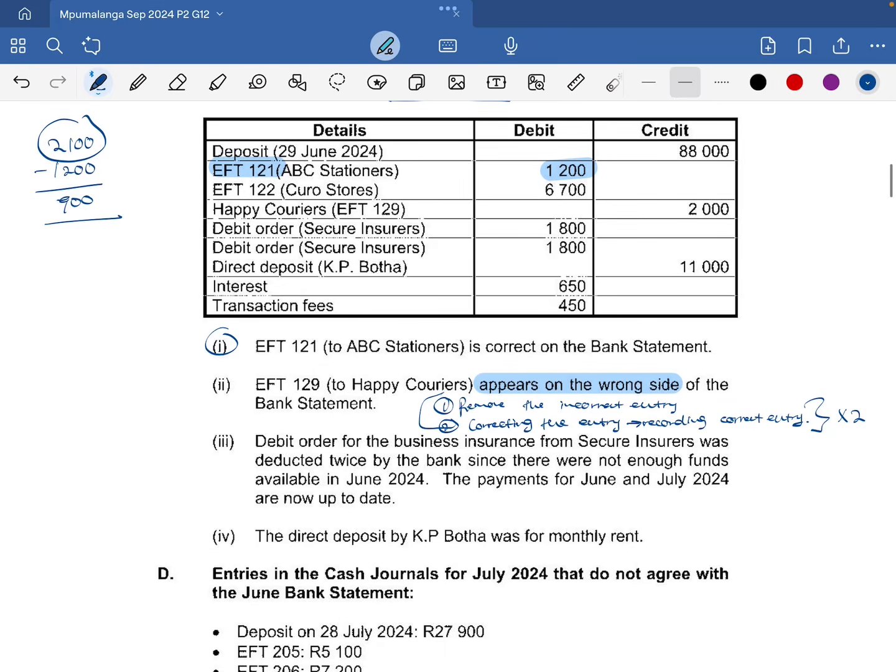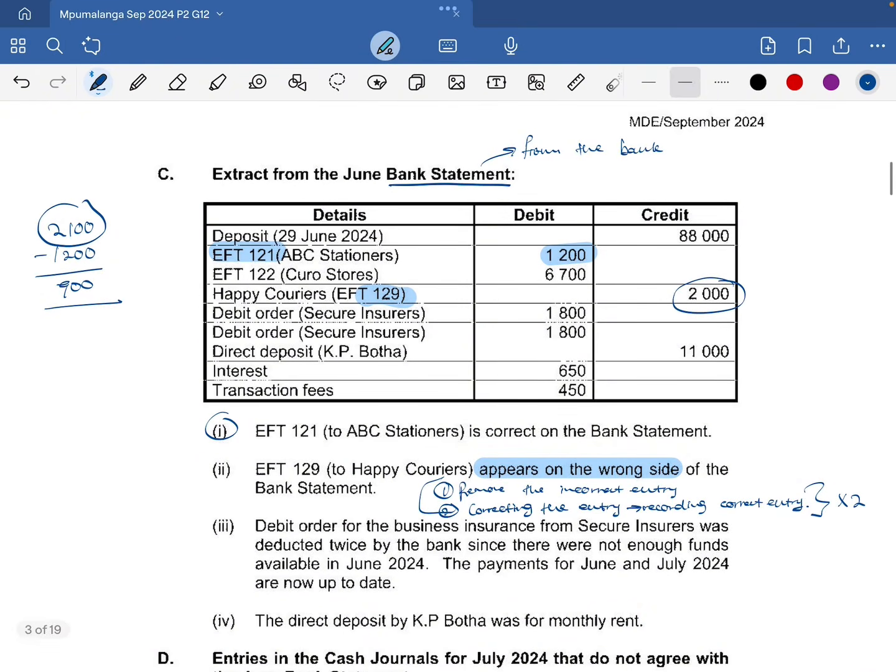Okay, there it is. So we have Happy Korea's EFT 129, and we can see that this is 2,000 on the credit side. Okay, so it's the wrong side of the bank statement. We know that the bank statement, it increases on our bank balance, so the bank statement increases on the credit side and then decreases on the debit side. This is because we are more like a creditor to the bank. So the bank owes us money.